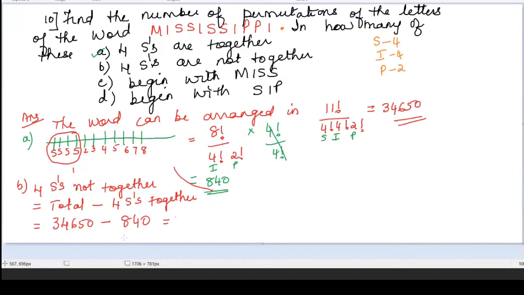33810. Write that answer. 33810. So this is B answer. Okay. Coming to C answer. Begin with MISS. So that is fixed now.